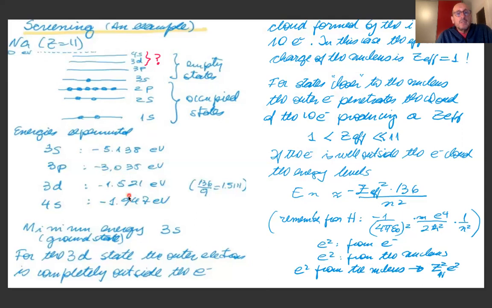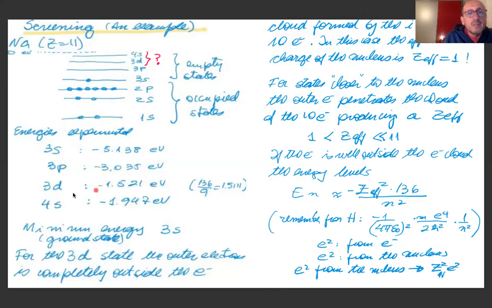But look what happens with the 3D electrons. The 3D orbitals are orbitals that really have most of the cloud outside the cloud of the other electrons. So it's almost like the 10 electrons inside are actually screening perfectly the 11 protons in the nucleus. And if that's the case, then the model with Z equal to 1 should work very well. And look what happens.